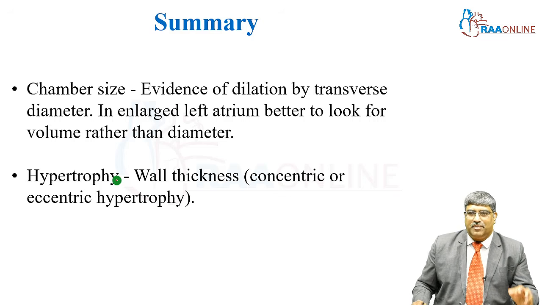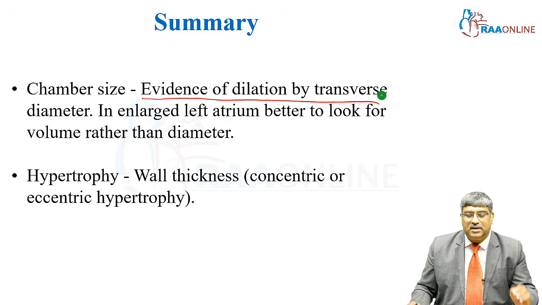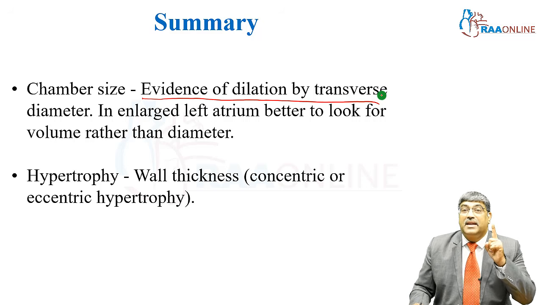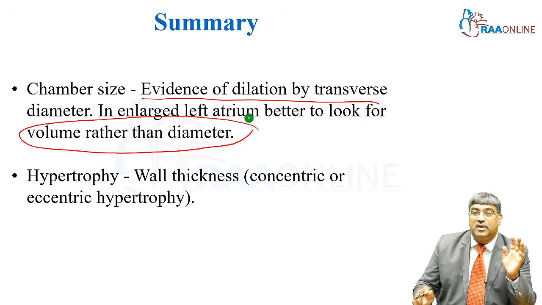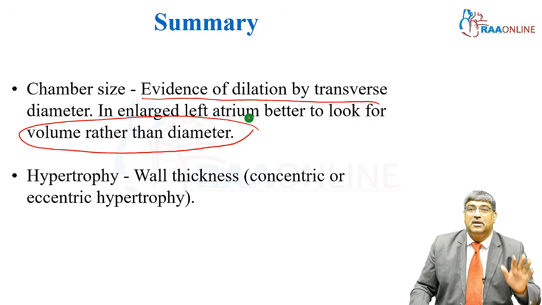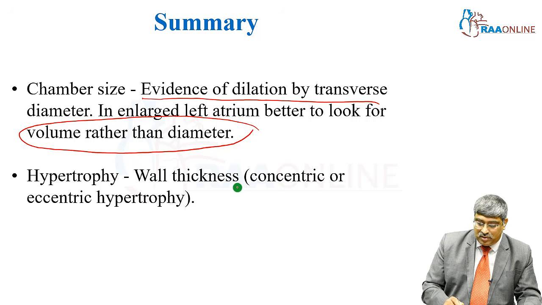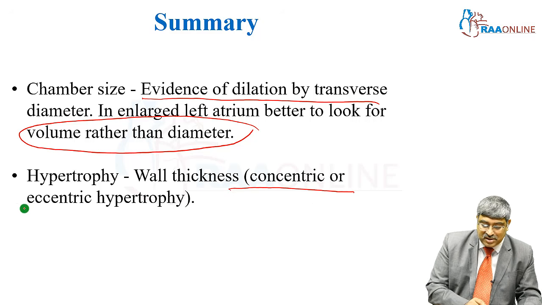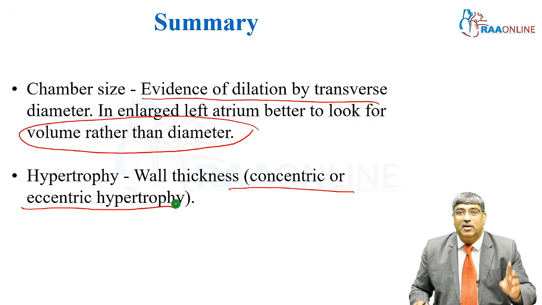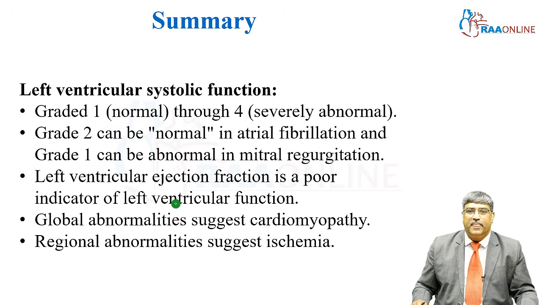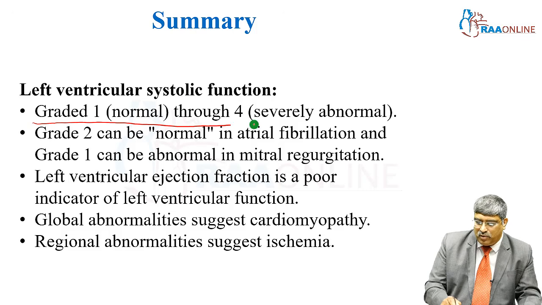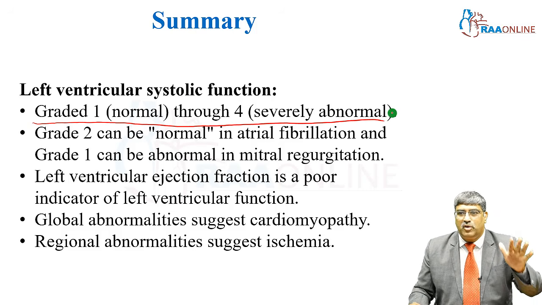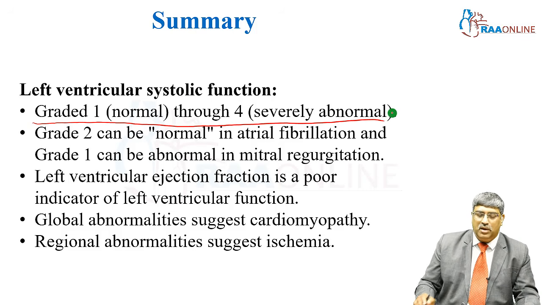Always look for chamber size. Evidence of dilatation by transverse diameter. In case of left atrium, always go for volume rather than diameter. In case of hypertrophy, just look at the regional wall thickness to assess whether it is concentric or eccentric hypertrophy. And coming to systolic function, it is graded 1 to 4. 1 is normal, 4 is severely abnormal.